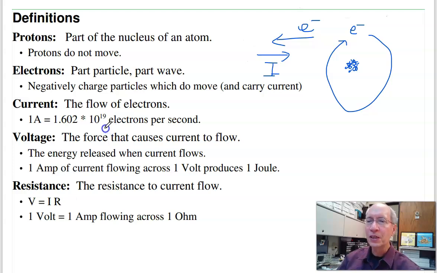Voltage is the force that causes current to flow. So 1 amp flowing across 1 volt produces 1 joule. It determines the energy released as current flows. And resistance limits current flow. So the basic equation is V equals IR. 1 volt is 1 amp flowing across 1 ohm.